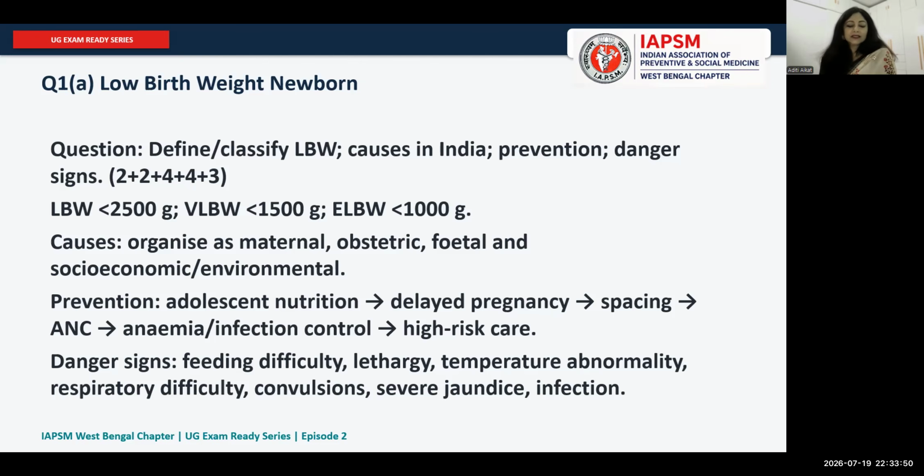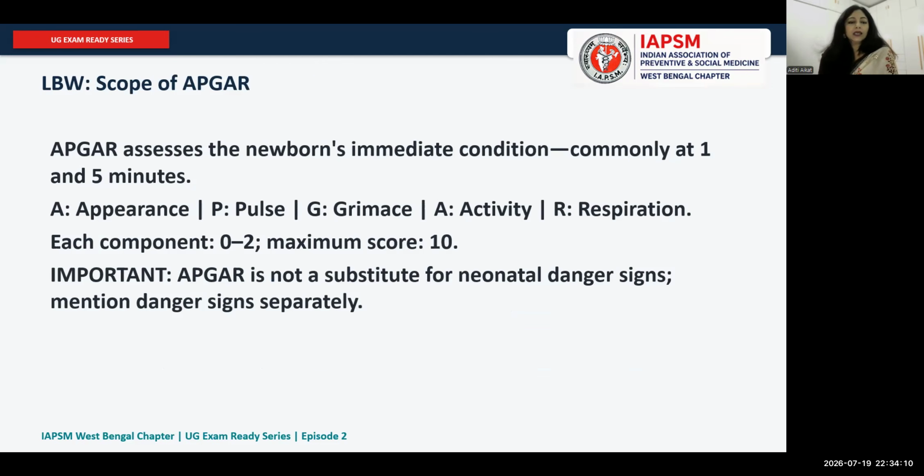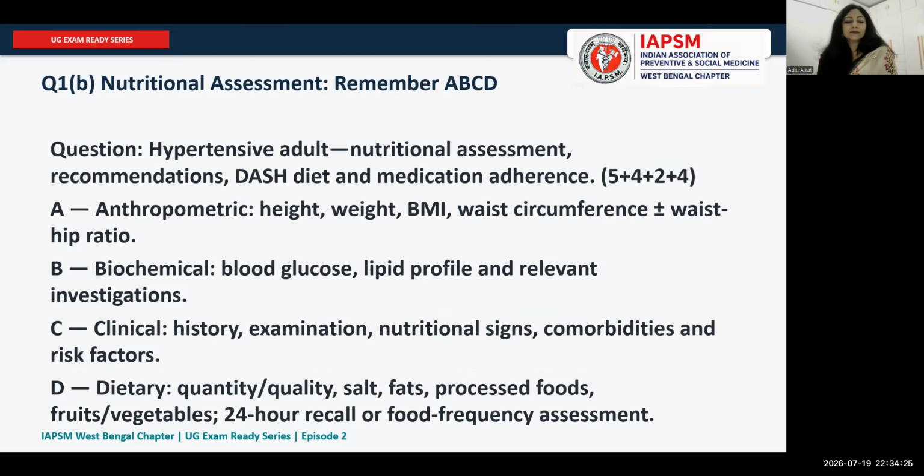Regarding the danger signs, you have to mention about the APGAR score, along with the feeding difficulties, lethargy, hypothermia, difficulty to breathe, convulsions, severe jaundice, or infections. The APGAR score is about the appearance, pulse, grimace, activity, and respiration. And it is not a substitute for neonatal danger signs, but it definitely is a guide.